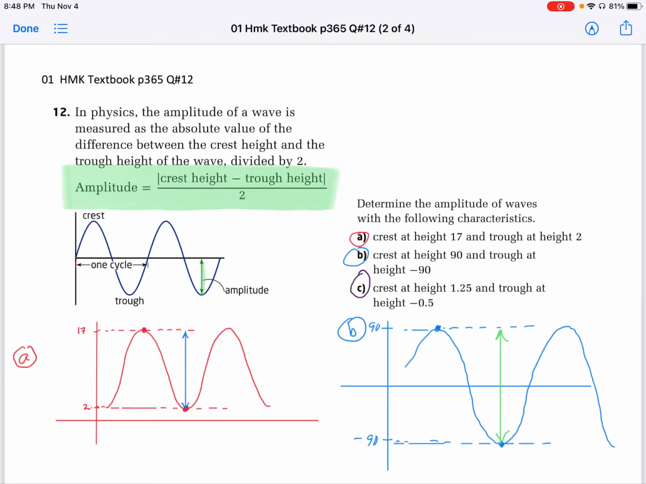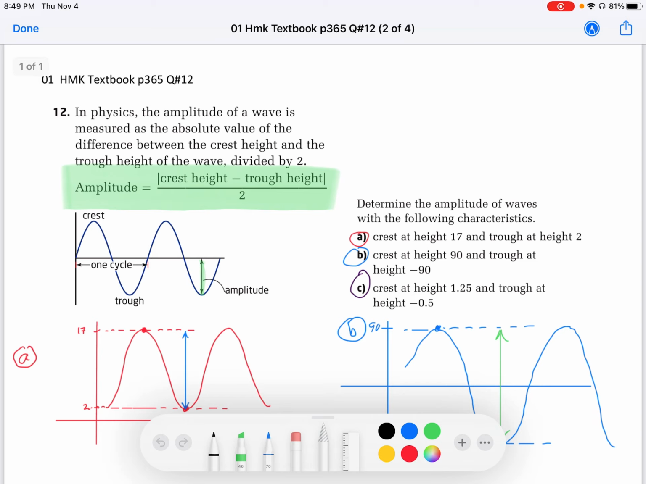So question number 12 from 365, it says, in physics, the amplitude of a wave is measured by the absolute value of the difference between the crest height and the trough height of the wave divided by 2. So here's the amplitude equation, crest minus trough. So the position of the top and bottom, when we subtract, we get displacement. We use absolute value, we get the distance, and we divide it by 2 since it's only going to be half the distance from top to bottom. So that amplitude is what we're measuring here. Just to highlight it here, this is the amplitude that we are measuring.